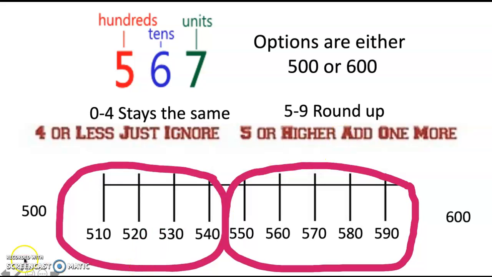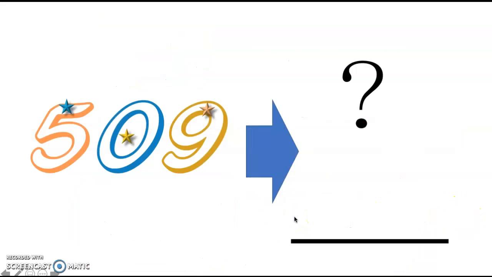Now when we're looking at that number line, we see how 510, 520, 530, 540 are closer to 500 than they are to 600. And the same here, these ones are closer to 600 than they are to 500. And then the middle value, 550, we round up, as we talked about before. So now let's try this on our own.